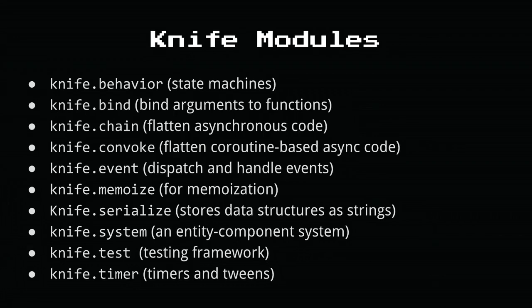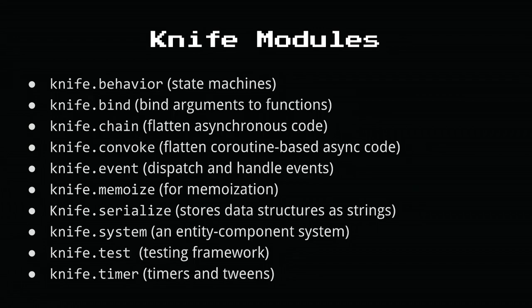Knife.event we'll use in two weeks for Zelda, maybe even next week if I can fit it in for Mario. Memoize is for memoization, which is like a dynamic programming related thing. The serialize system is going to be useful to know about in the context of Unity as well. Unity uses an entity component system for much of its structure. Knife.test, and then lastly knife.timer, which is what we'll end up using.